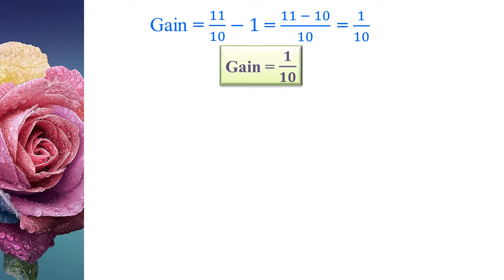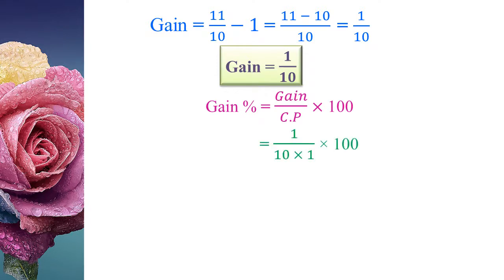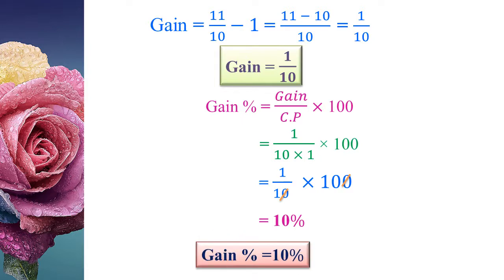Here, we need to find gain percent. Already we know the formula. Gain percent equals gain by cost price into 100. Here, gain is 1 by 10, cost price is 1, into 100. So, 1 by 10 into 100. Here, 0 and 0 get cancelled out. So, 1 into 10, 10 percent. So, the gain percentage is 10.